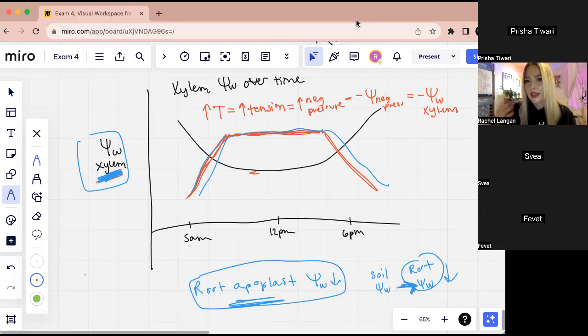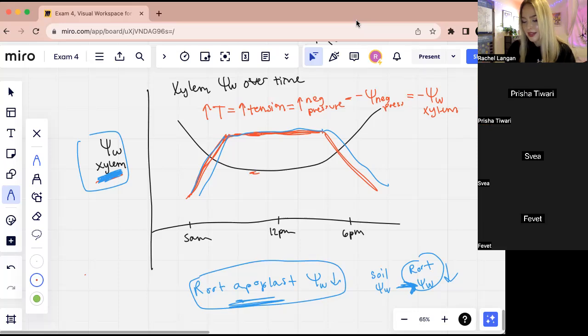Yes. The most helpful way in my head that I use it is imagining that pull from the top. And the more pull, I just think that's a more negative pressure. More and more negative, lower, lower, lower water potential. You just have to associate those two things. Hopefully that helps.